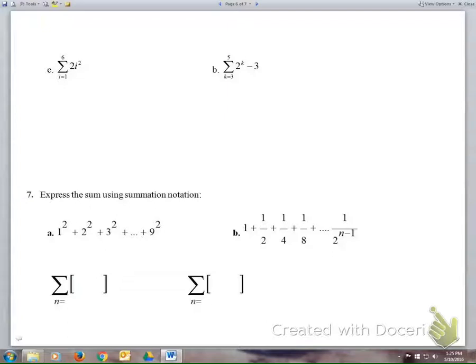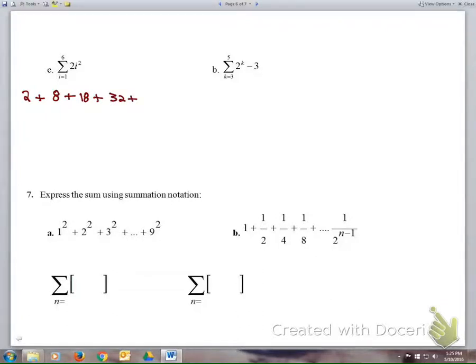So I'm going to plug in a 1 for I, then a 2 for I, a 3 for I, a 4 for I, all the way to a 6. So 1 squared is 1 times 2 is 2. 2 squared is 4 times 2 is 8. 3 squared is 9 times 2 is 18.